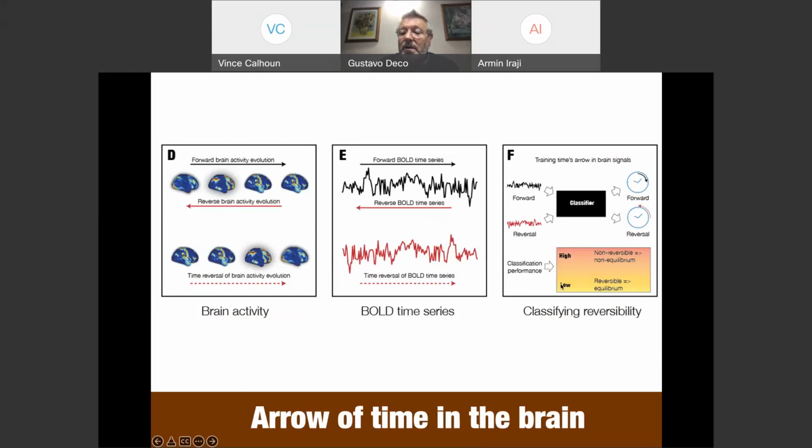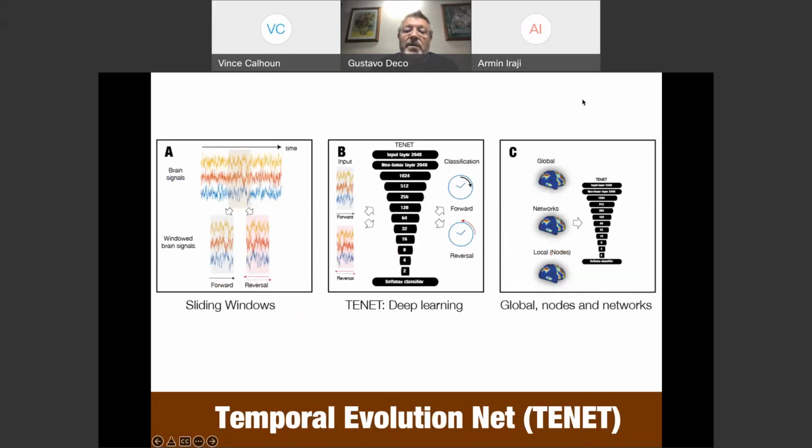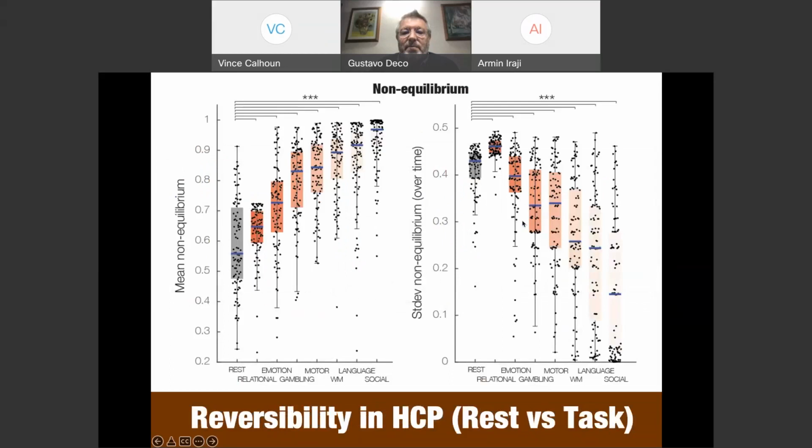So basically, the performance of this classifier, on a cross-validation set of course, is a quantitative measure of the level of non-equilibrium. And in fact, we do this with the classifier that we call TENET, the Temporal Evolution Deep Learning Network. We do this at all levels, but I just show, and it's my last slide, just concentrate on the left part, which is the performance on the cross-validation set of this TENET network, so the level of non-equilibrium, for the HCP data.